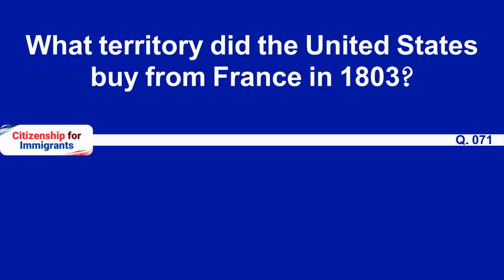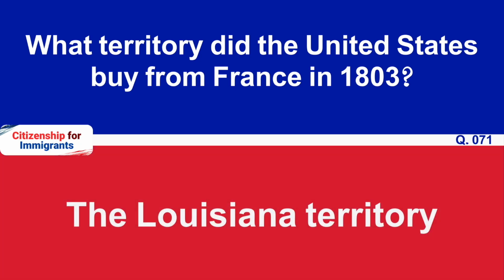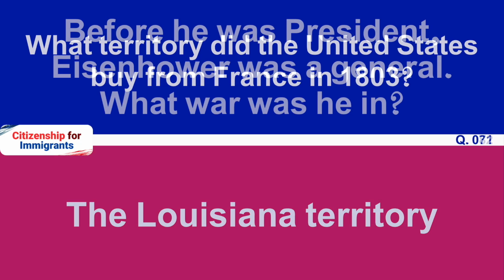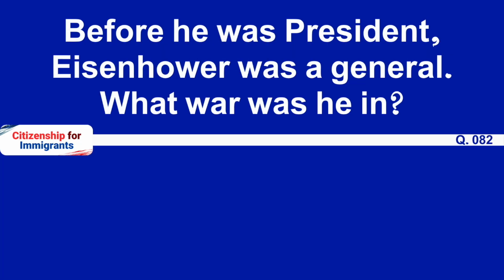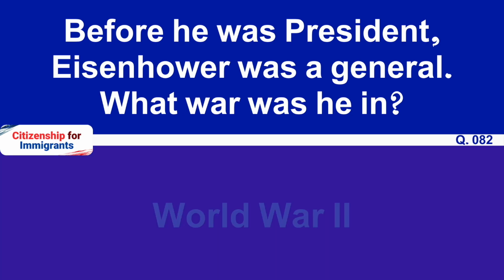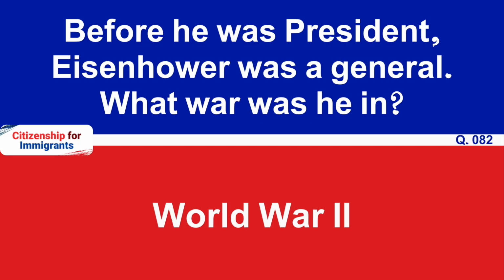What territory did the United States buy from France in 1803? The Louisiana Territory. Before he was president, Eisenhower was a general. What war was he in? World War II.